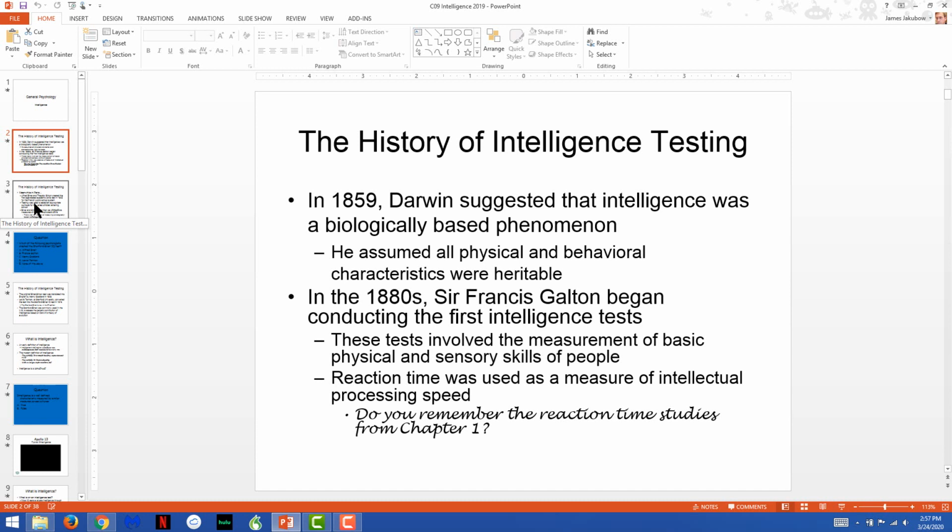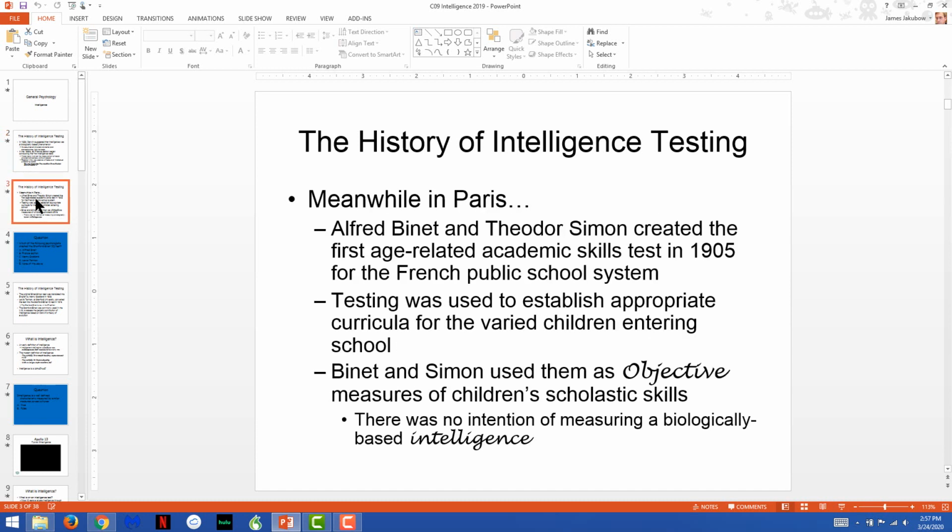Of course, you don't see intelligence tests look like this in any sense today, except maybe to some degree the reaction time tests, but they are always rolled into larger aspects of measures of behavior.